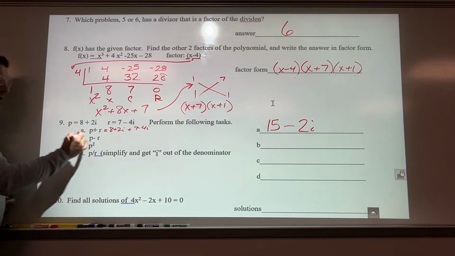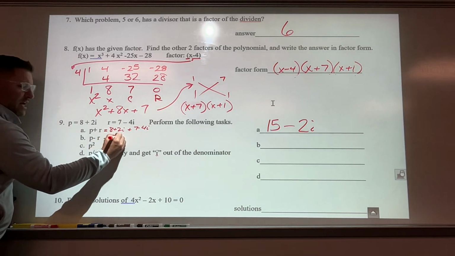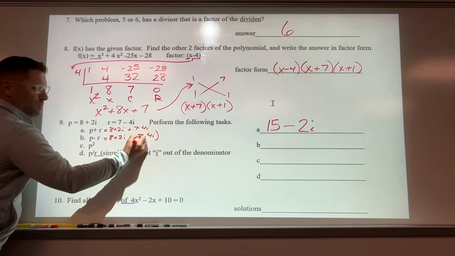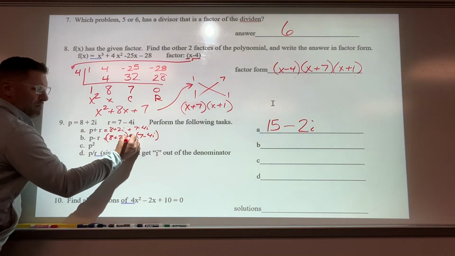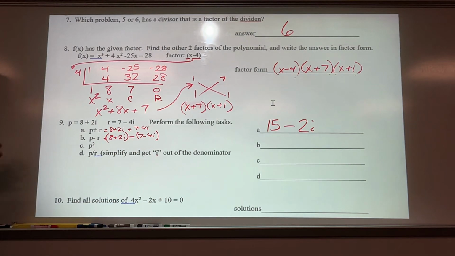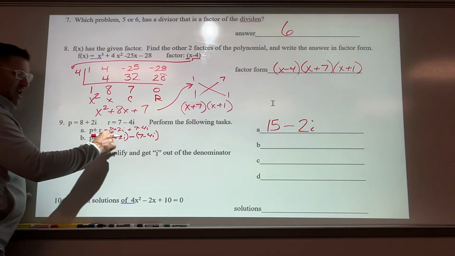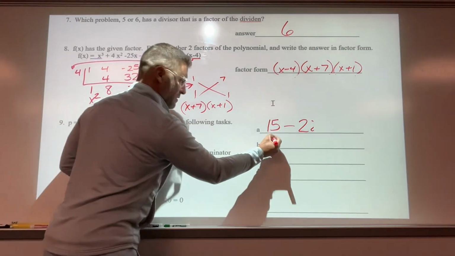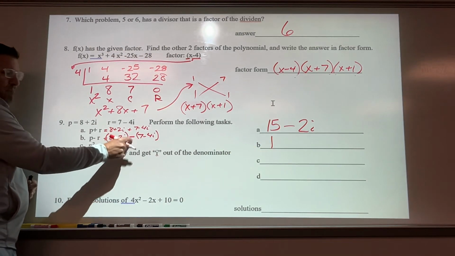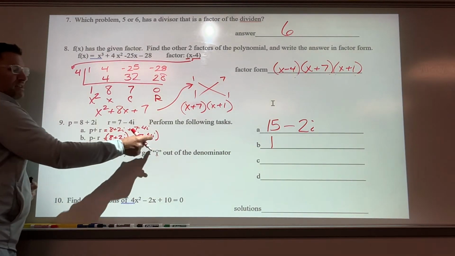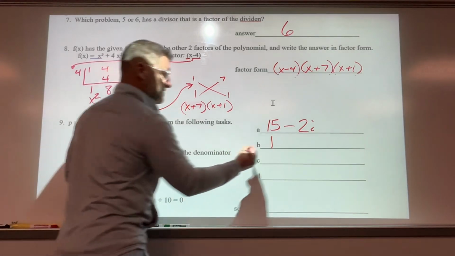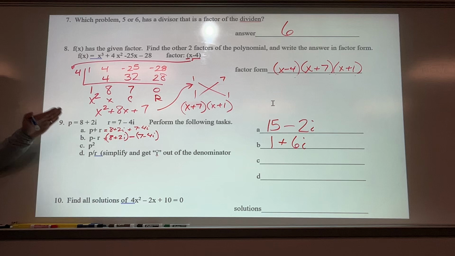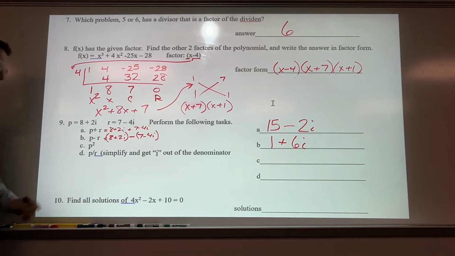P minus r. My p is 8 plus 2i. My r is 7 minus 4i. On this one I'm going to use parentheses and put a minus sign, because I'm supposed to subtract all of this from all of this. So 8 minus 7 is 1. And 2i minus a negative 4i is 2i plus 4i, which is 6i. I got 1 plus 6i on that one. And again, use those buttons on your calculator if you know how.